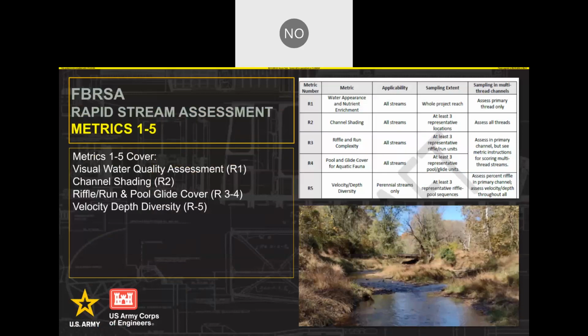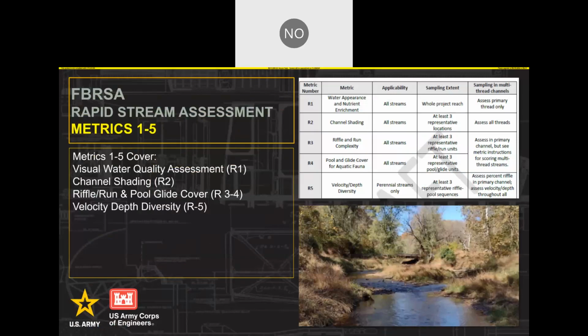So in the function-based rapid stream assessment, the physical part of the assessment, which we sometimes call just the rapid stream assessment, I'm going to walk you through metrics 1 through 5, and then Sydney will walk you through metrics 6 through 11. We'll be practicing all these in the field. Metrics 1 through 5 are relatively simple.